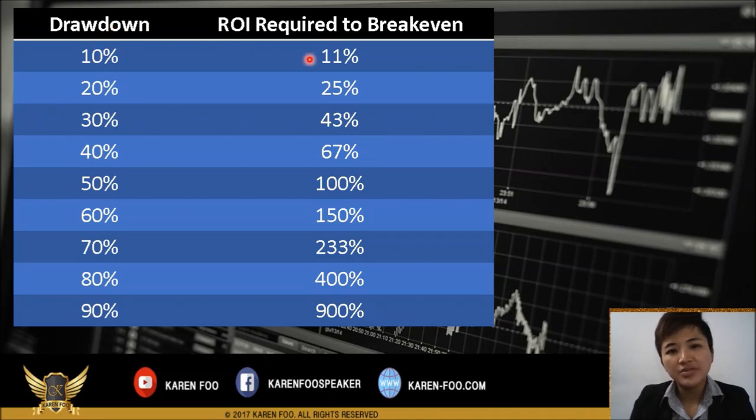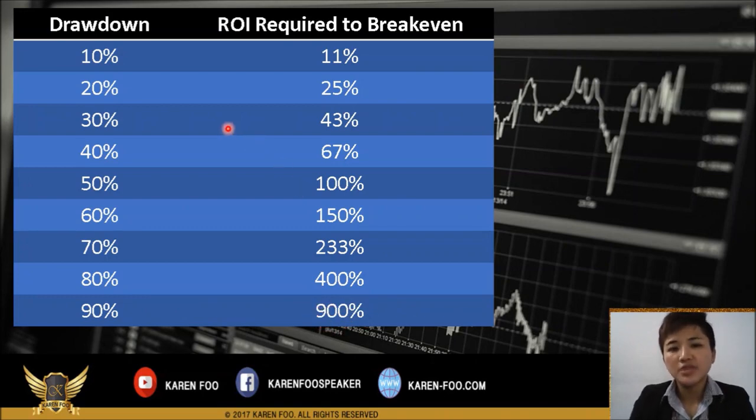Correct? You see the difference between 10% and the ROI required to break even, 11 minus 10, only a 1% difference. But when you go to 20%, there's a 5% difference. As you go to 30%, there's a 13% difference. And just now, our example is 50%, right? So you need 100% to make it back. When you have a drawdown of 90%, you've got to forget about this account. You've got to top up, because 900% is going to take forever to make it back.